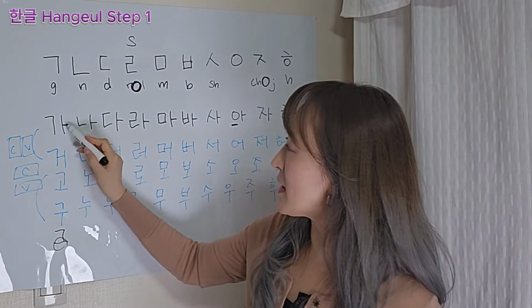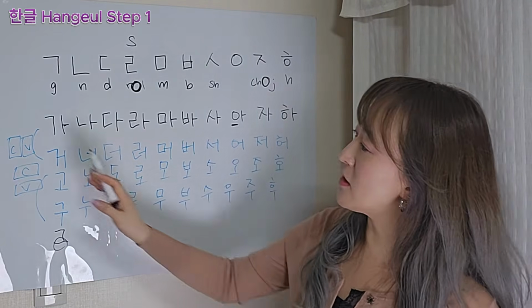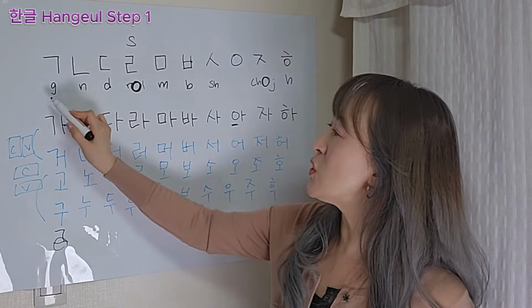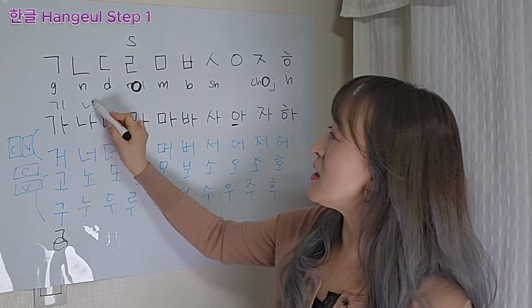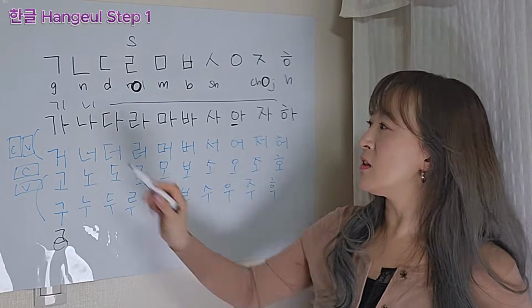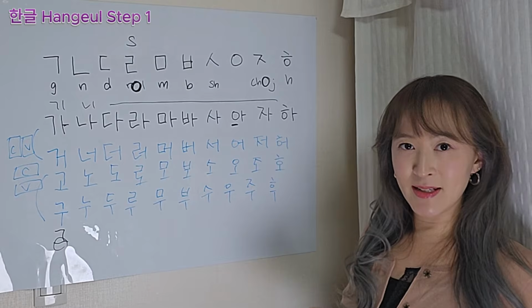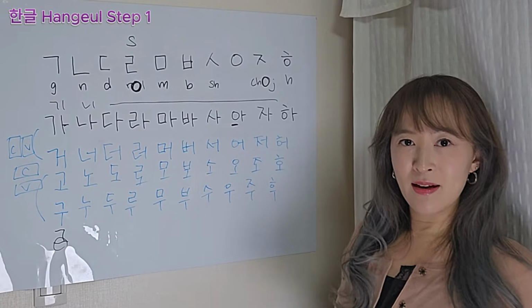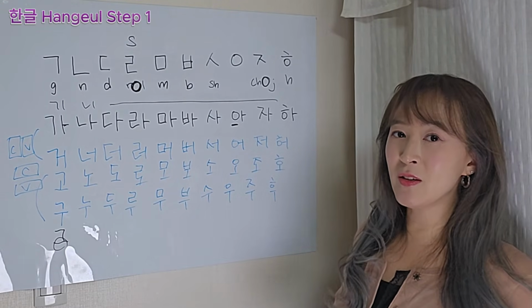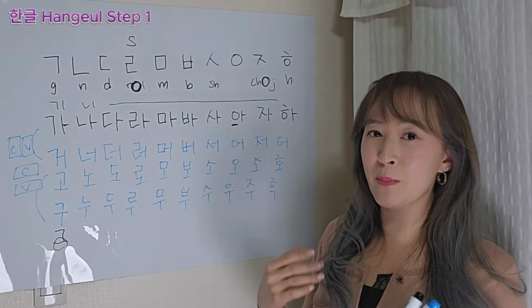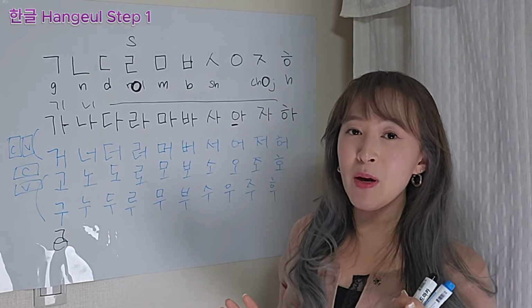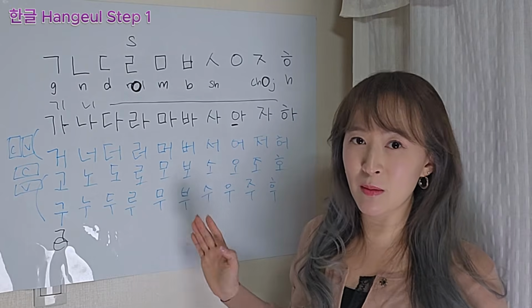Yes, we put the line here, right? So to the side of the consonant. So the E sound will be ki, ni, di, ri. So it will go to the side. Okay? Very simple, right? So once you get used to the pattern, you will not only be able to read it, but you will easily be able to write it too.